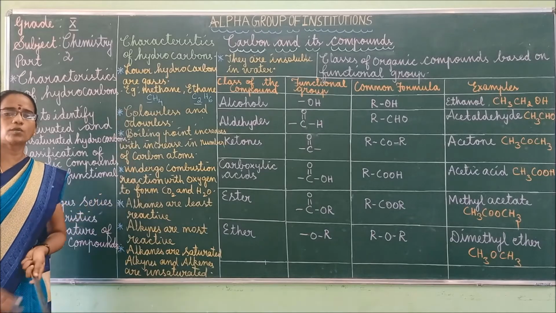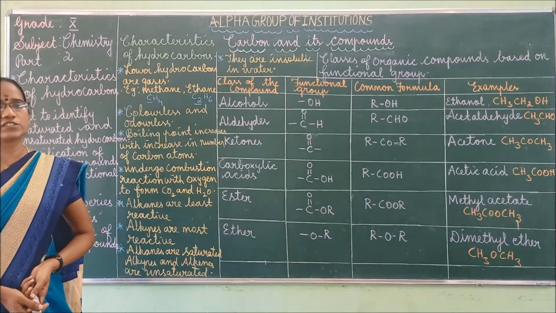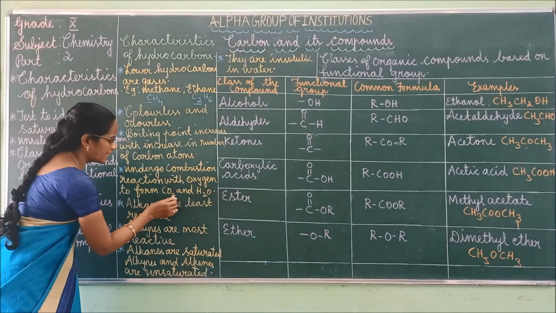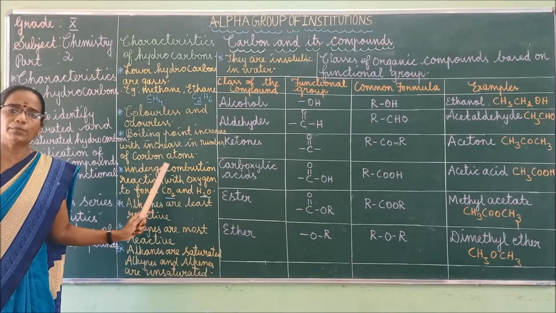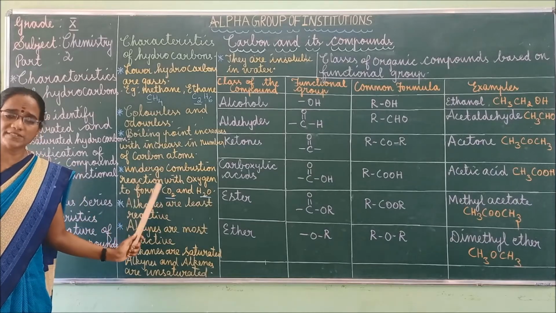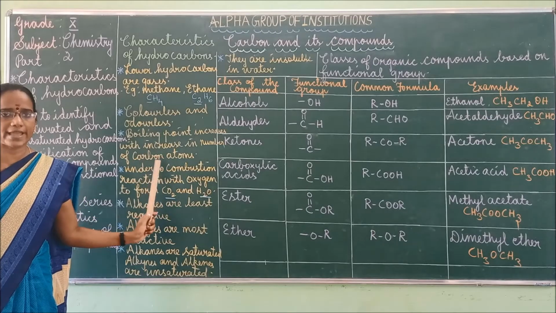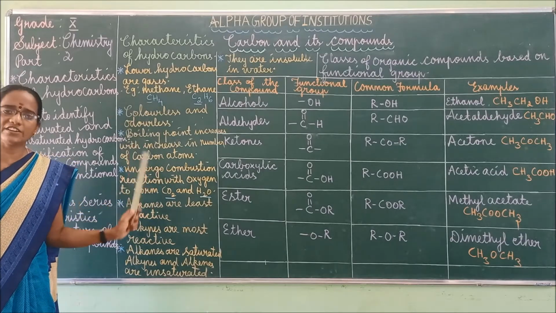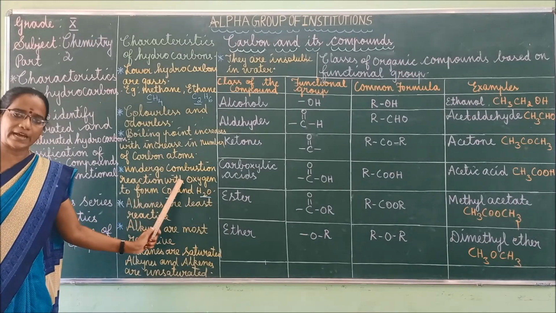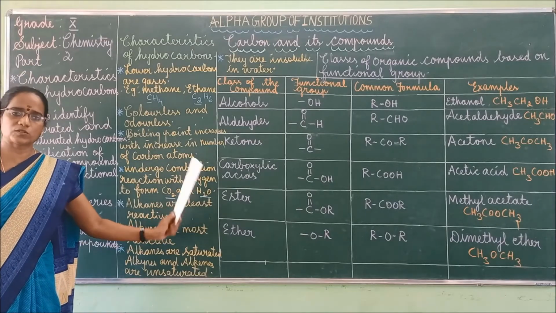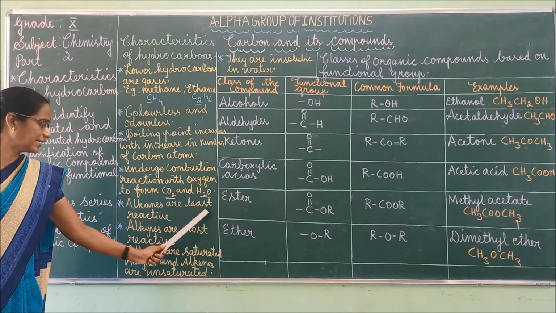Right. Next one, hydrocarbons undergo a reaction with oxygen to form carbon dioxide and water. It is a combustion reaction. Combustion means burning. So along with carbon dioxide and water, heat is also produced. Why? Because it is a combustion reaction. Got it?